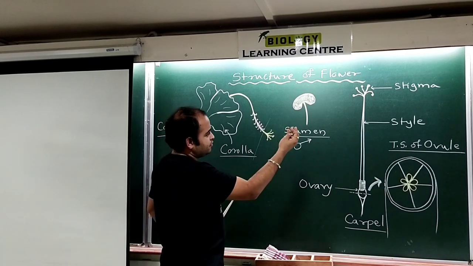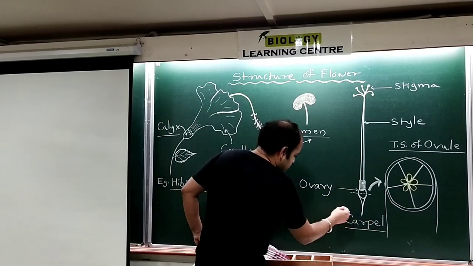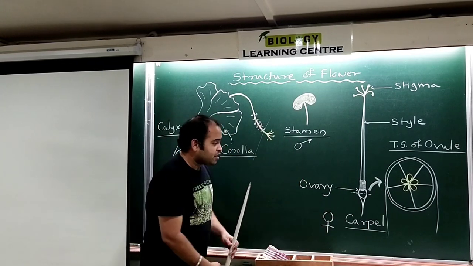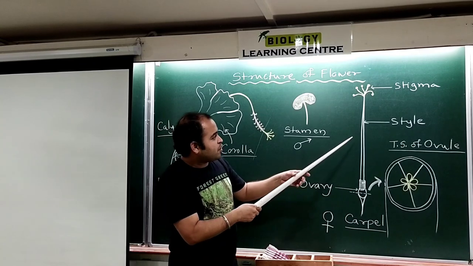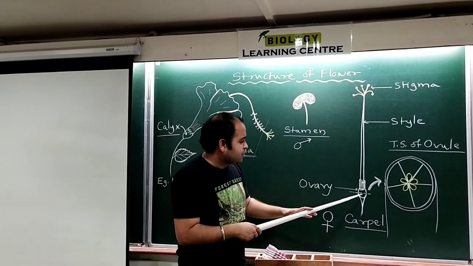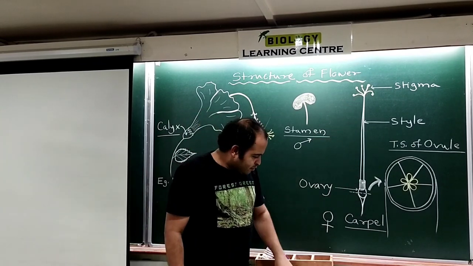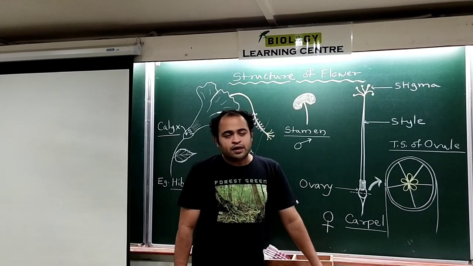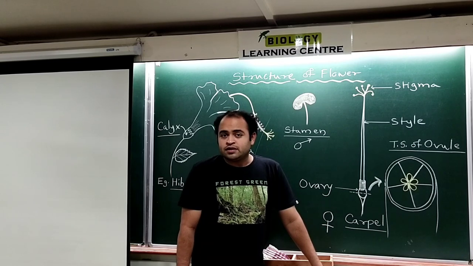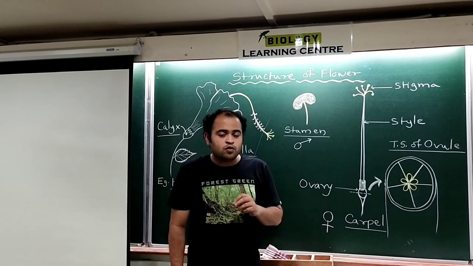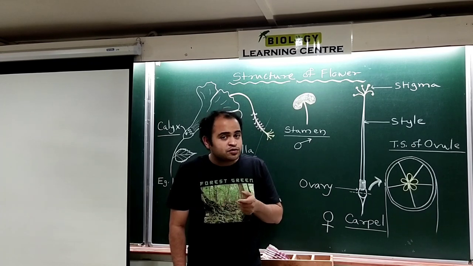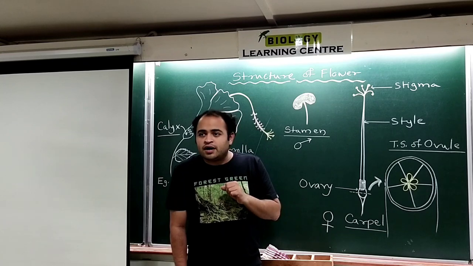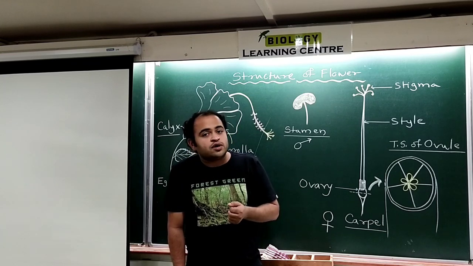Similarly, the female reproductive part is the carpel, which is made up of stigma, style, and ovary. Let me tell you in the beginning itself: when fertilization occurs, there are certain changes in the ovary. The ovary becomes fruit. What about seeds? Seeds are produced from the ovules.